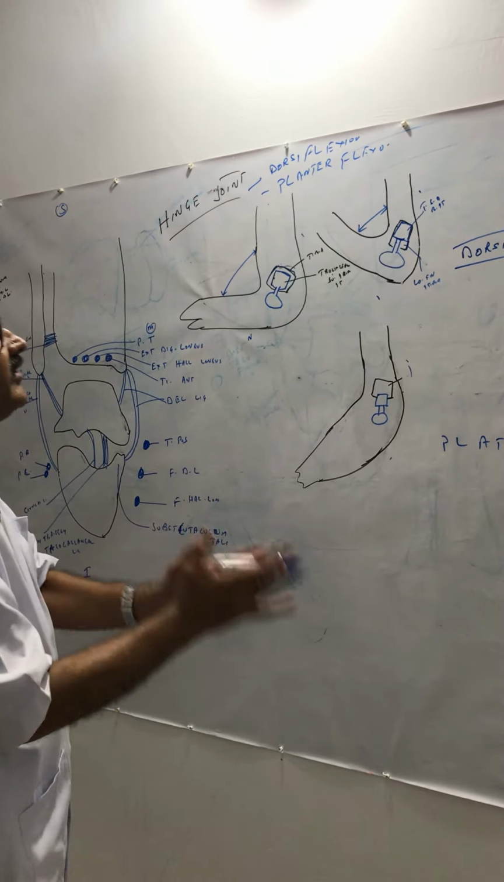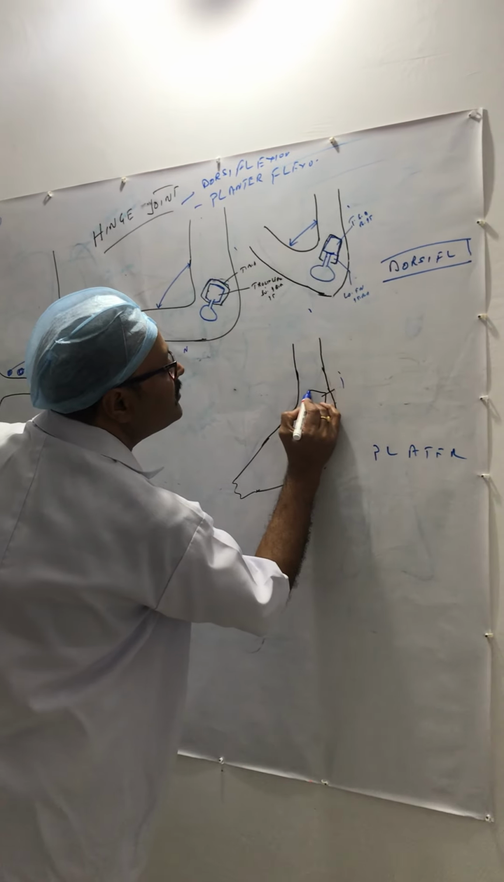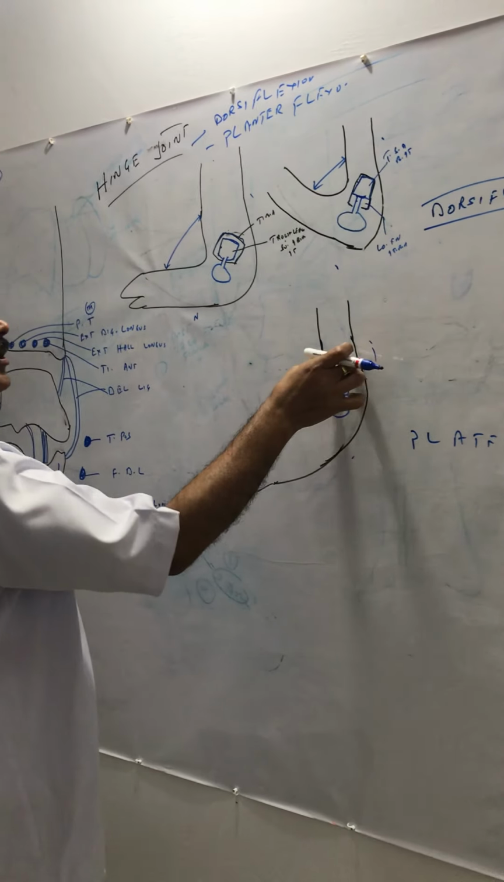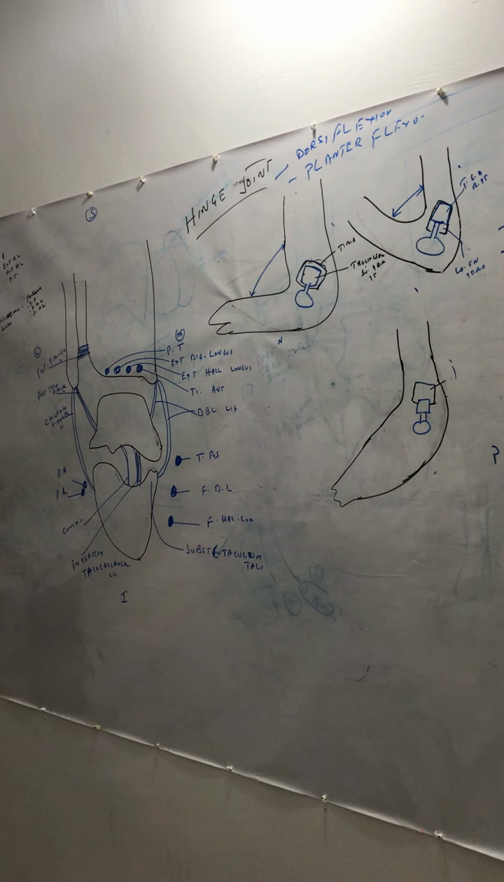In the case of plantar flexion, you see over here the space. This is the lower end of the tibia, and this is the talus. And what happens?